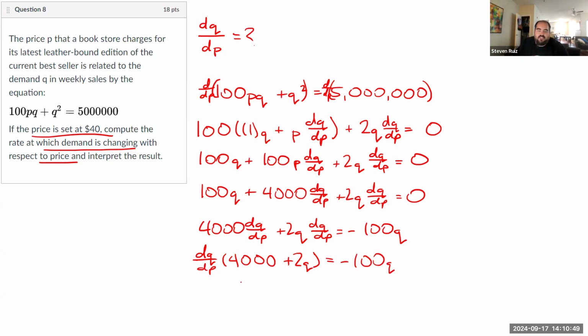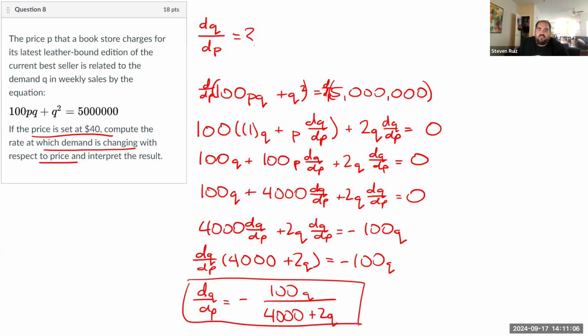Now I'm going to divide both sides by this 4,000 plus 2Q quantity. So dQ/dP equals negative 100Q over 4,000 plus 2Q. And that is our expression. That's our derivative. So we're also asked to interpret that result. Basically, we don't have a number here because we were not given a condition for what the demand was at a certain time.